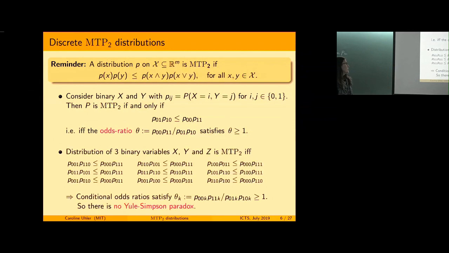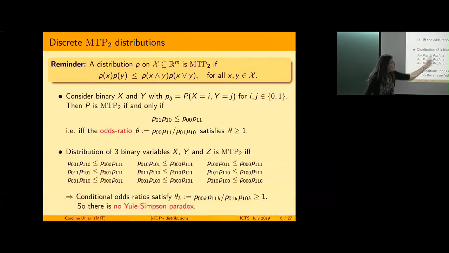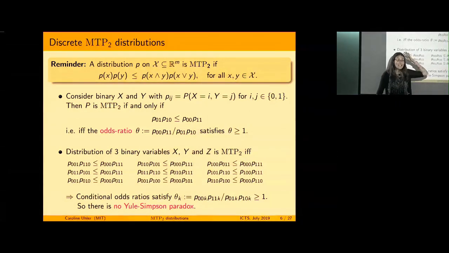If we go to three-dimensional binary distributions and look at the conditionals, you'll see that Yule-Simpson's paradox cannot happen. Here, I'm writing out all non-trivial inequalities. For three-dimensional binary distributions, there are already 9 non-trivial inequalities. So it's clear that this is a super strong constraint. It will explode once I go to higher and higher dimensional binary distributions.